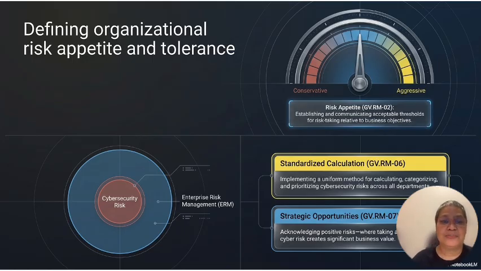right? You can either be conservative or you could be aggressive. So let's say a 100-year-old bank will have a high conservative risk appetite, right? While an early stage crypto startup might have an aggressive one, right? There's more to lose for a 100-year-old bank than a startup, right? Organizations must implement calculations so they can define the risks across departments, right? Cyber risks can sometimes create strategic business value.